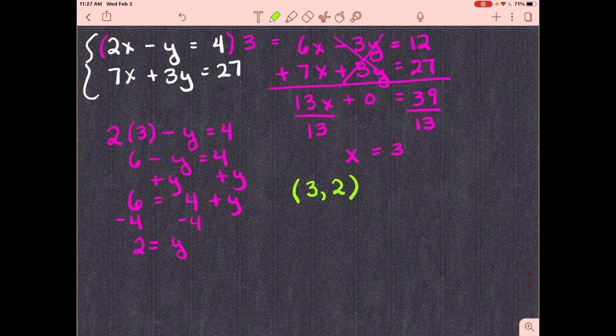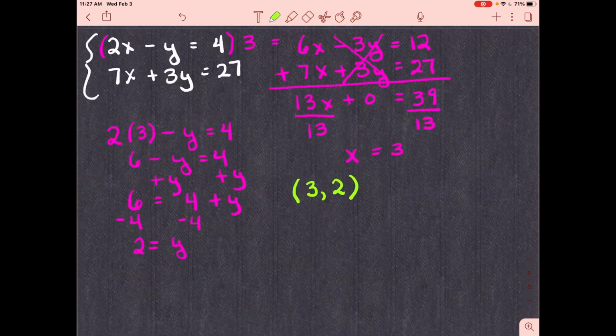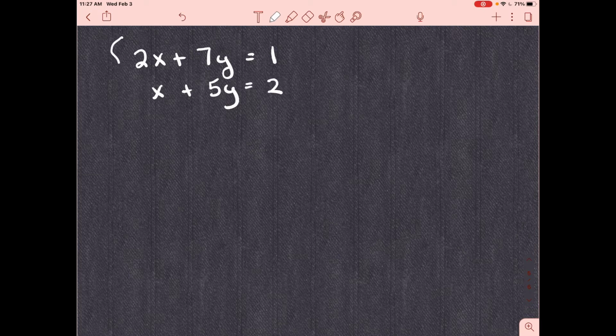All right, let's try another one. These just take some practice, and they're a little like puzzles. There's more than one way to do them. All right, let's start with 2x plus 7y equals 1, and x plus 5y equals 2. Again, pause the video and try it yourself, and then come back.